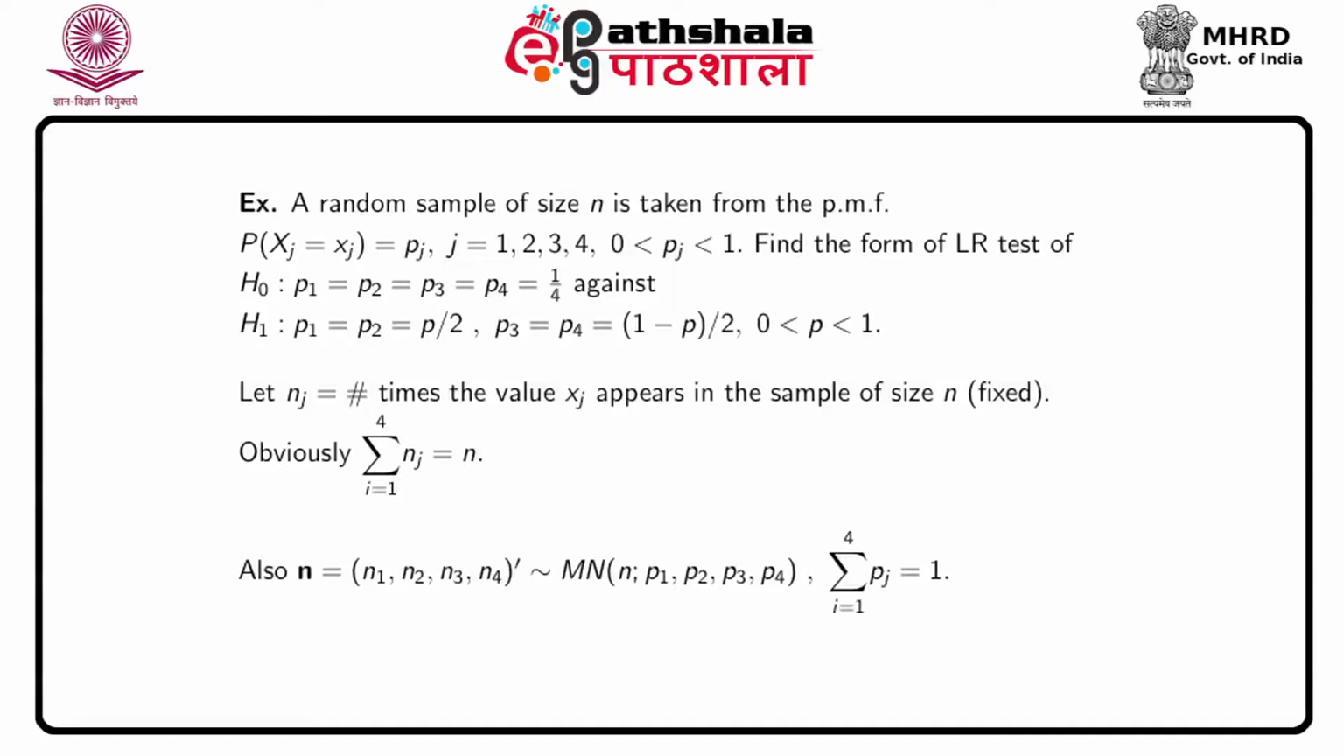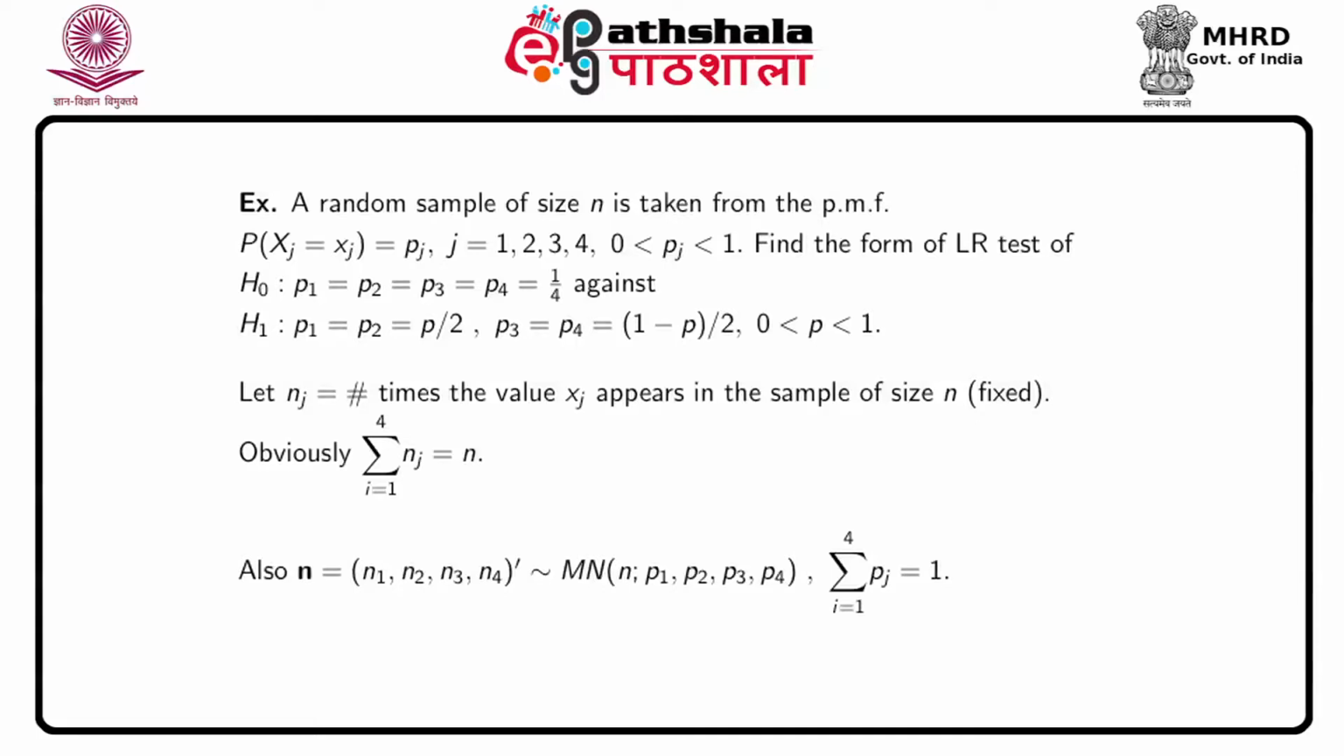Here let small nj denote the number of times the value xj appears in the sample of size n, where n is fixed. So obviously n1 plus n2 plus n3 plus n4 will be equal to n, and also the vector n curl, which is the collection of n1, n2, n3 and n4. Remember that these n1, n2, n3 and n4 are actually the frequencies of x1, x2, x3, x4 occurring in the data set. These frequencies are not fixed but random.